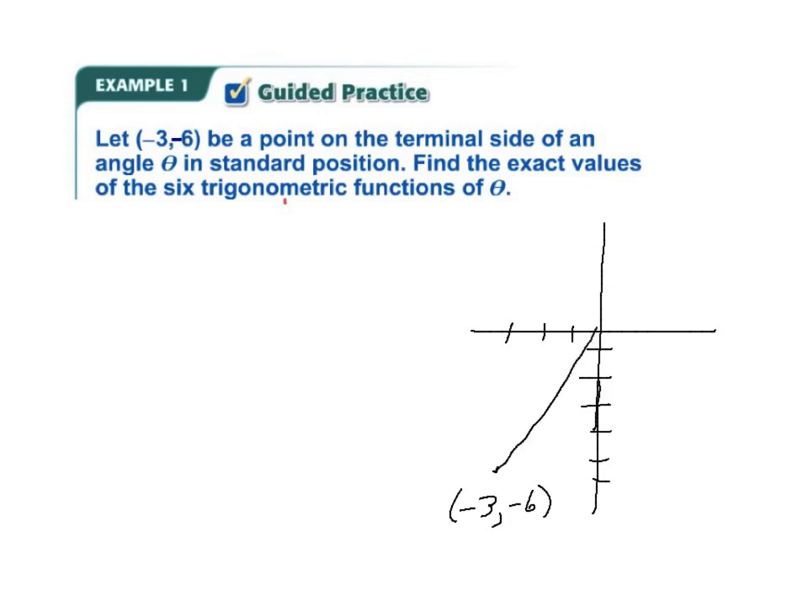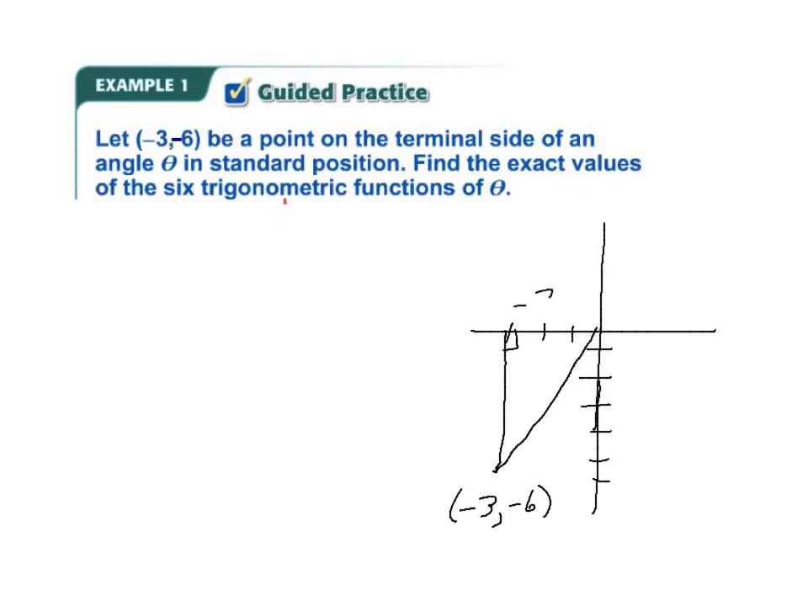First thing you always do is connect that point to your origin. Then you're going to drop to the x-axis, whether it's above you or below you. If you're under it, go up. If you're above it, drop down. And then we're going to label our triangle.